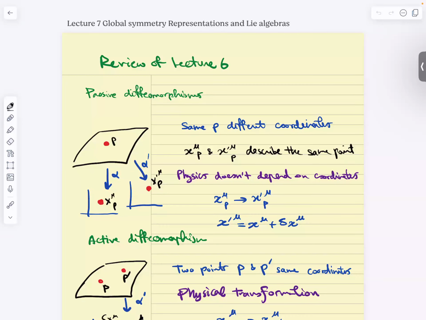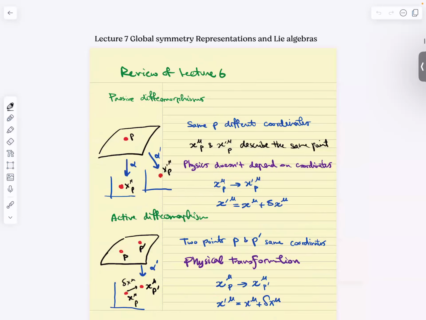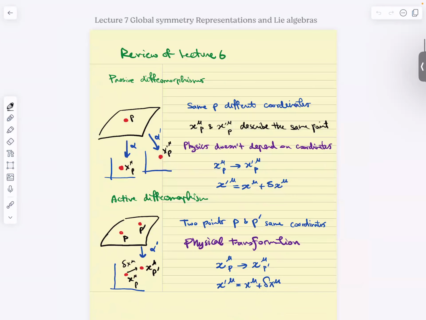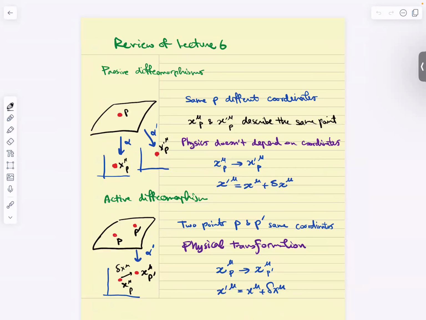Good. So we talked about, if there are any questions at any point, please ask. We talked about passive and active diffeomorphisms. The picture to have in mind is precisely this. You have a manifold, which is space-time, for instance. There's a point P. Passive means same point, two different charts, right? So physics does not depend on coordinates. So you could talk about passive coordinate transformation, which is sending x^μ of p to x'^μ of p, right?